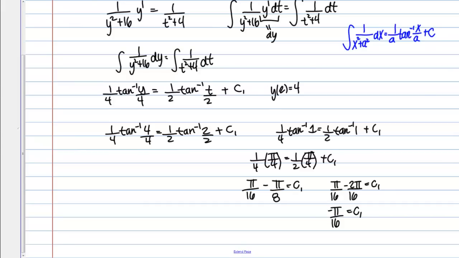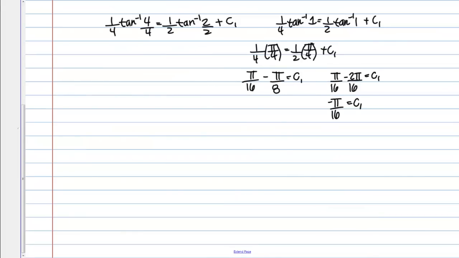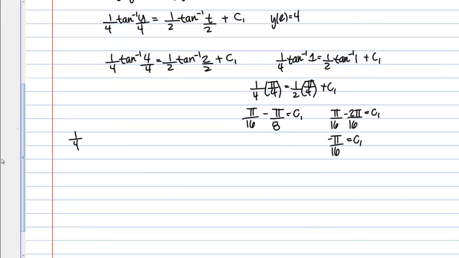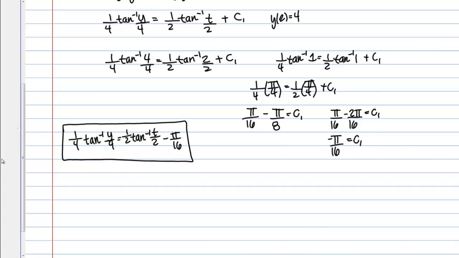So from there, we can substitute that value back into our solution and get 1/4 inverse tangent of y over 4 equals 1/2 inverse tangent of t over 2 minus pi over 16. And we can just leave our answer like this since we are looking for an implicit solution.